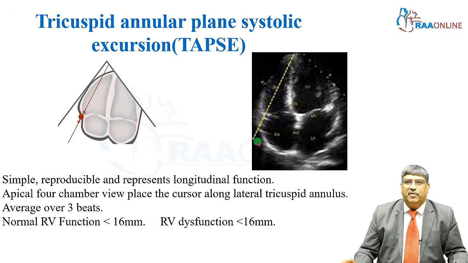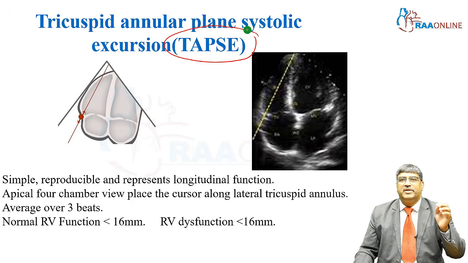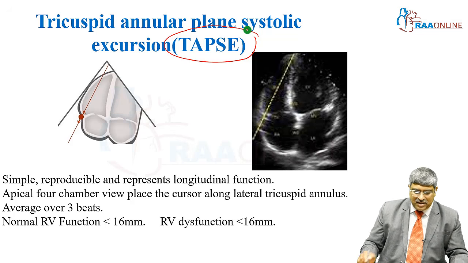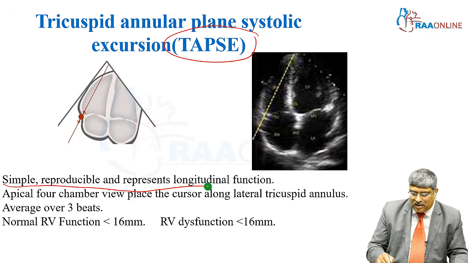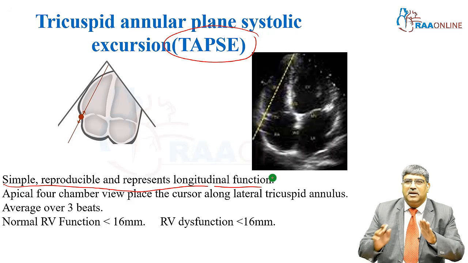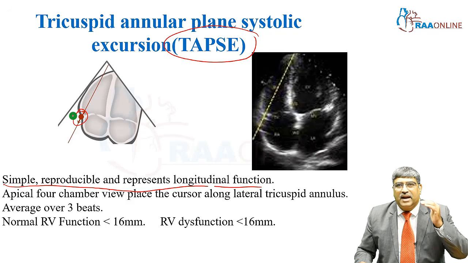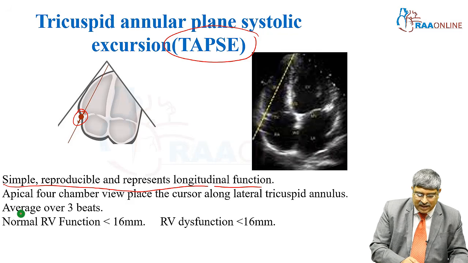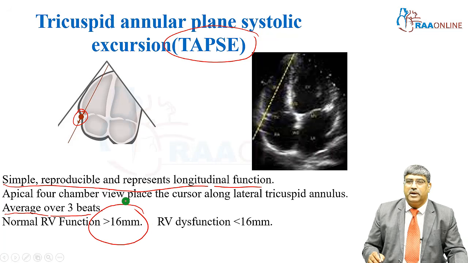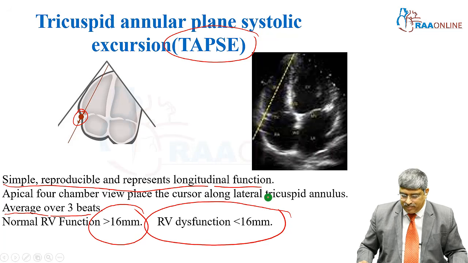The most common way to assess right ventricular dysfunction is what is called TAPSE, which is tricuspid annular plane systolic excursion. It is simple, reproducible and represents longitudinal function of the right ventricle. In the apical 4-chamber view, you place the cursor across the right tricuspid annulus and you take the average over 3 beats. Normally, the TAPSE is greater than 16 millimeter.